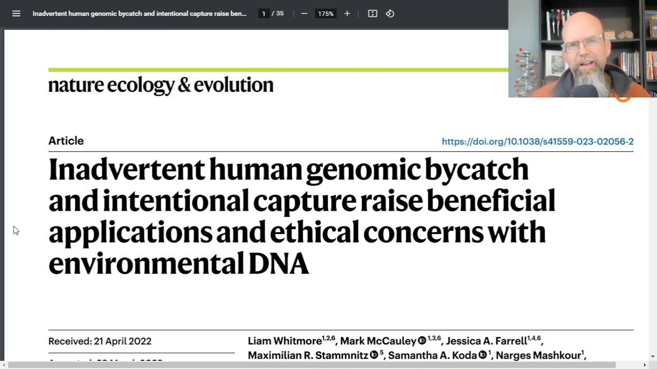The pernicious problem is that virtually all captures of DNA from the environment include human samples, right? Endogenous human genomic samples, or in this case, they're calling it inadvertent human genomic bycatch, all right? From intentional capture, right? We're intentionally trying to capture information about the environment. That would include the different types of organisms that live in a particular environment.